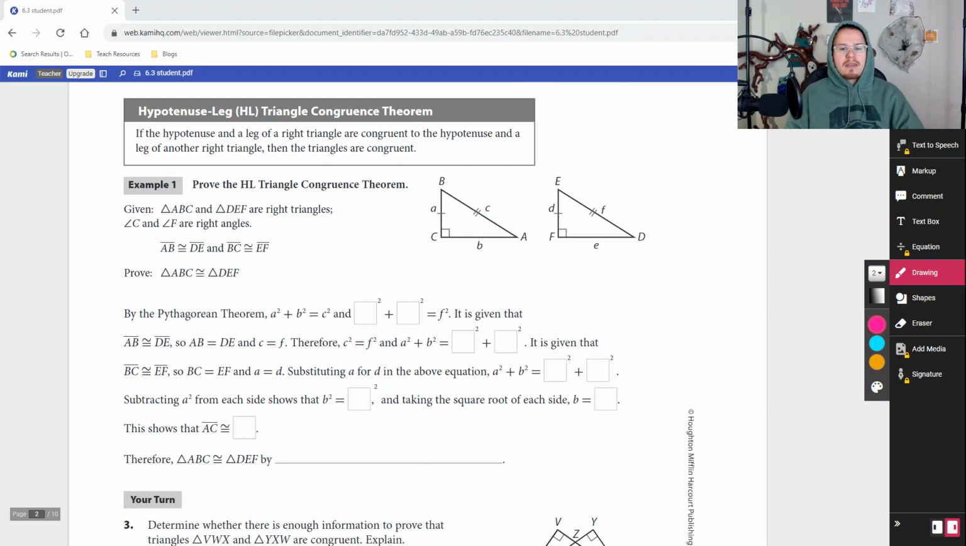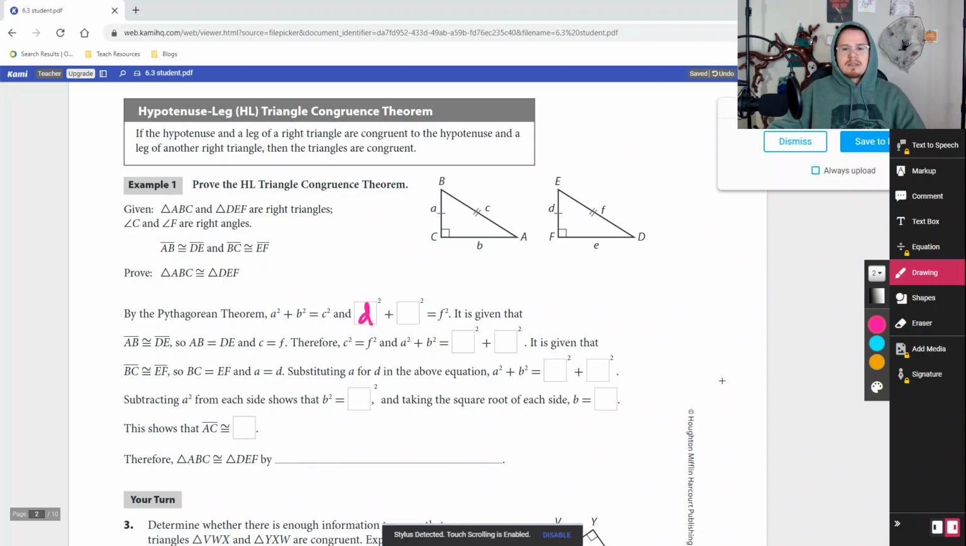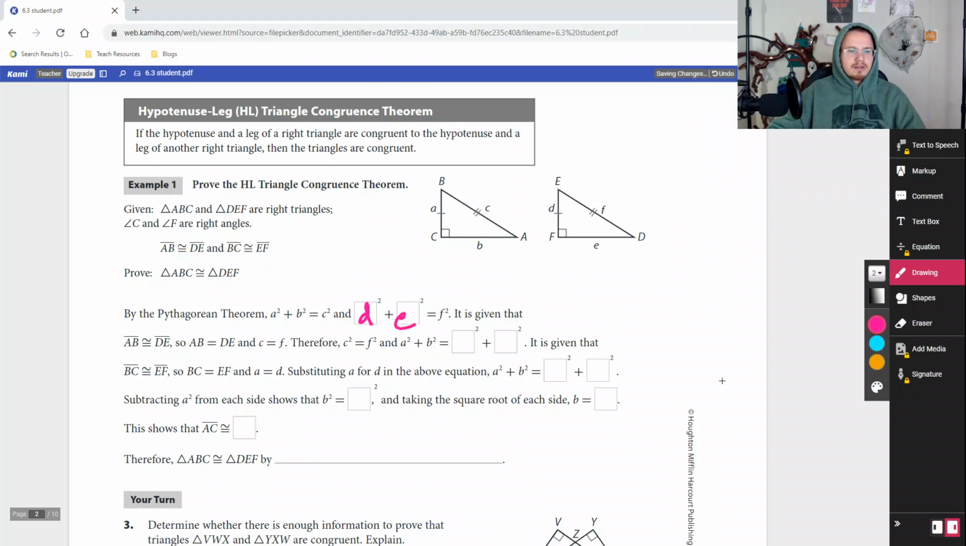By the Pythagorean Theorem, a squared plus b squared equals c squared. The two legs of a right triangle, squared and summed, equal the length of the hypotenuse squared. And we can say that in this situation, d squared plus e squared equals f squared, because we're comparing these two triangles here.